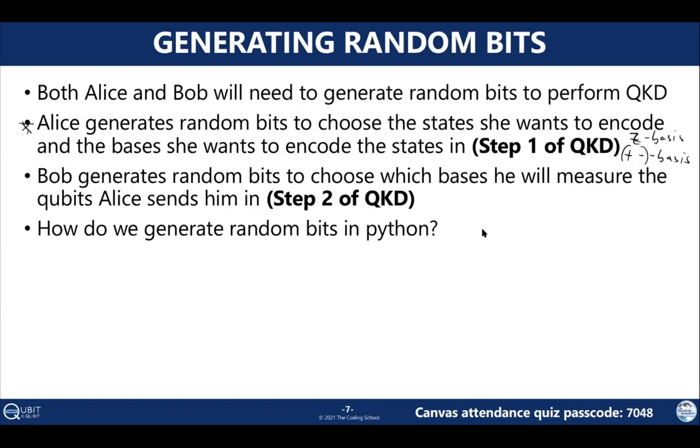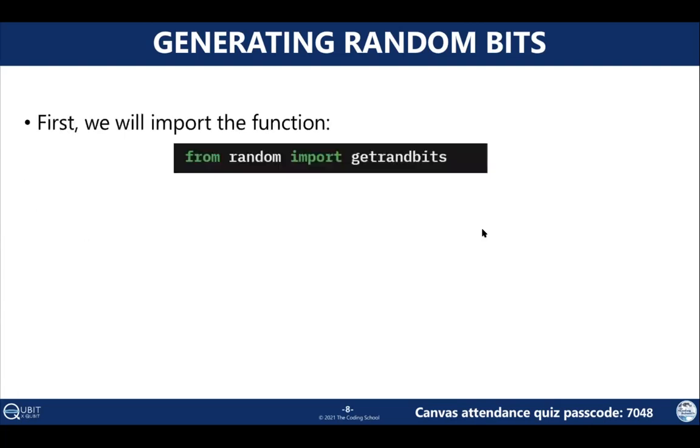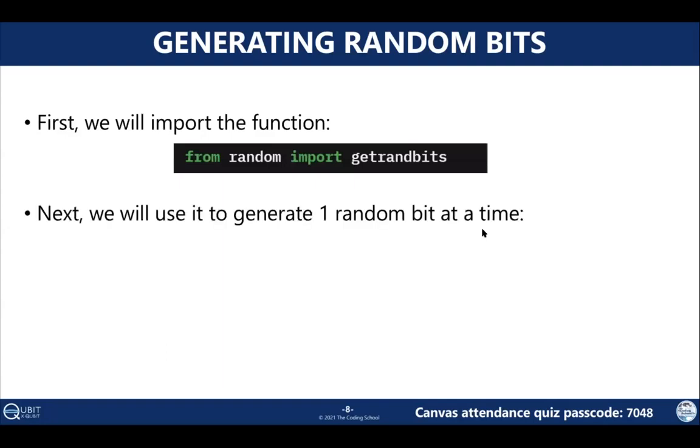So the first step, if we want to create any of these random bit strings, is we need to generate them somehow in Python. What we're going to do is use a very standard get random bits function from the random library. We want to generate some number of bits. So the way we're going to do that is first import getrandbits from random, and then we will generate one random bit at a time. There are many ways you can implement this, but this is just the way we've chosen to implement our random bit strings.